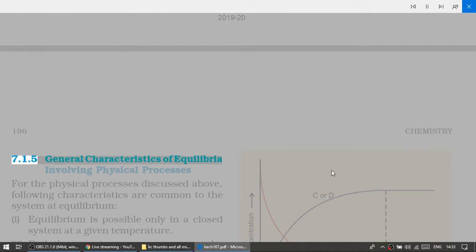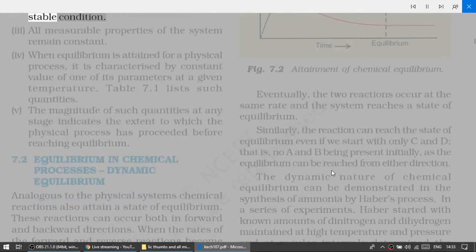General characteristics of equilibria involving physical processes. For the physical processes discussed above, the following characteristics are common to the system at equilibrium. 1. Equilibrium is possible only in a closed system at a given temperature. 2. Both the opposing processes occur at the same rate and there is a dynamic but stable condition.